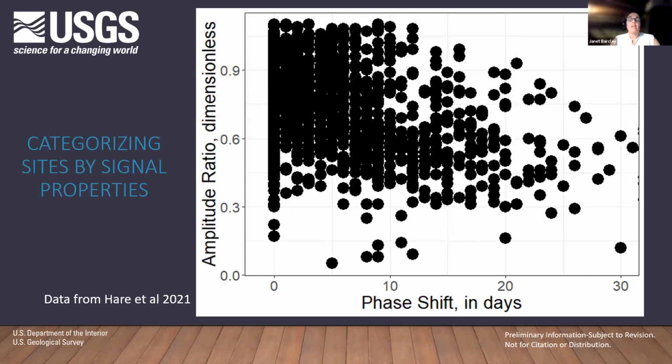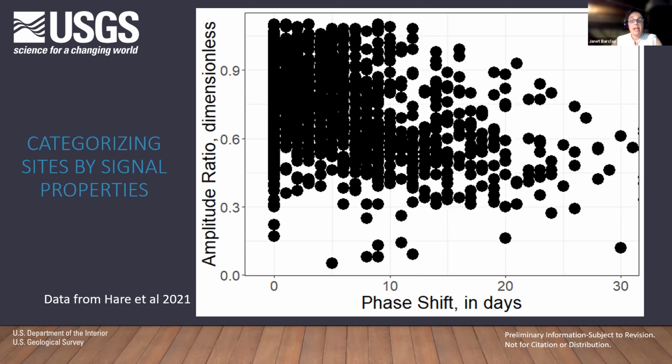Here we're looking at the amplitude ratio on the y-axis plotted versus the phase shift on the x-axis, both calculated using observed temperatures for sites across the contiguous US. These are the sites that were analyzed by Hare et al. On the x-axis, we have that phase shift with temperature. Sites that are plotting to the left are places where the water temperature responds quickly to changes in air temperature, and points plotting at the right respond more slowly.